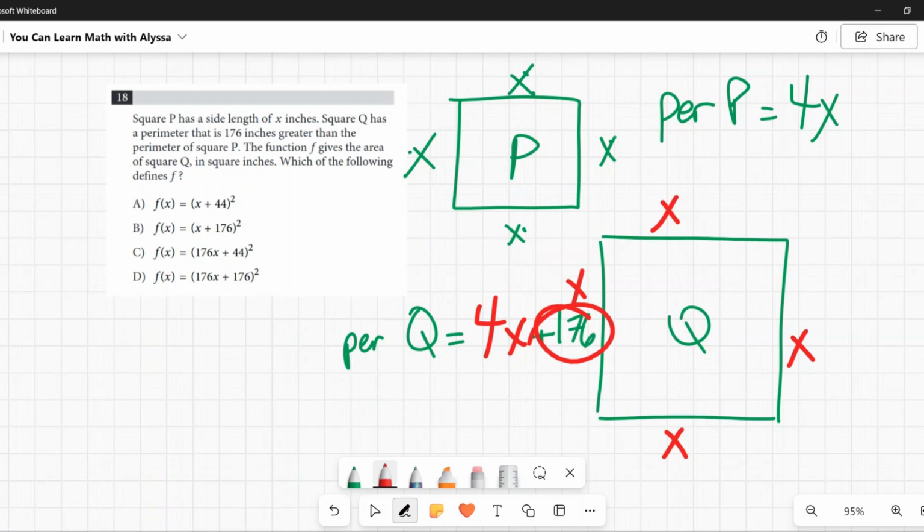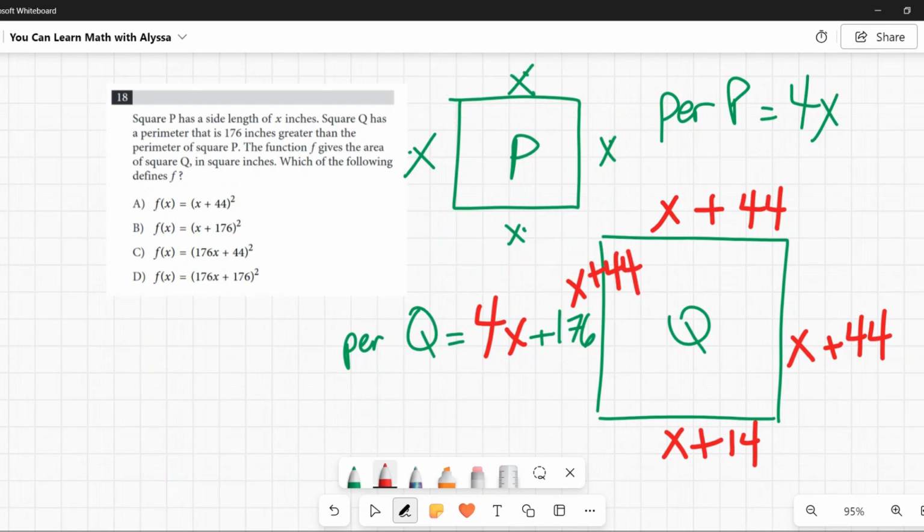Now, how do I divide up that 176? It's a square, so all the sides are equal. So I'm going to divide it by 4, and then I'll know how much to add to each side. 176 divided by 4 is 44. So I know that each side is 44 longer than the side of square P. Because if I had 44 plus 44 plus 44 plus 44, I'm going to get 176. So that's where that 176 comes in.